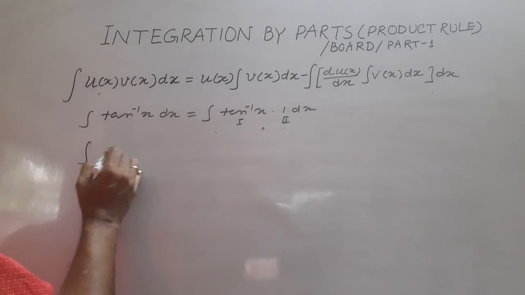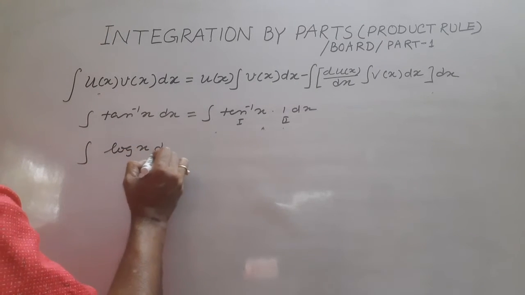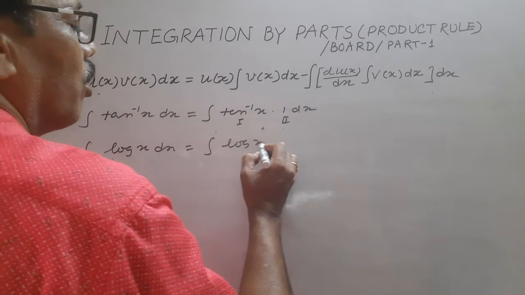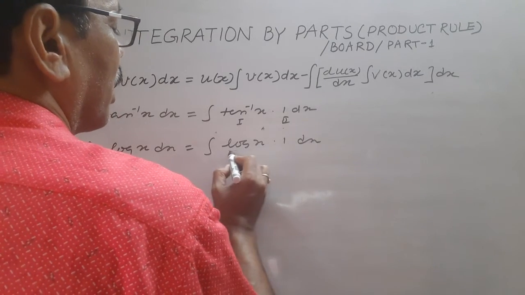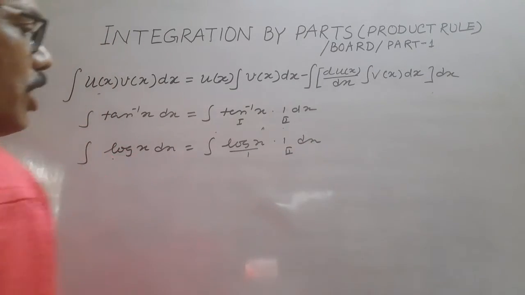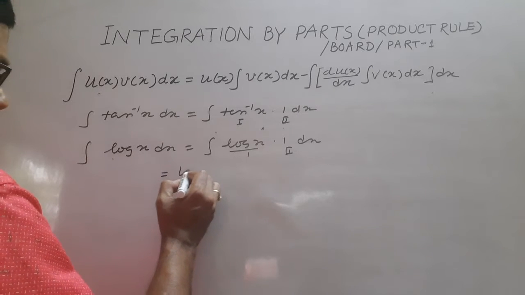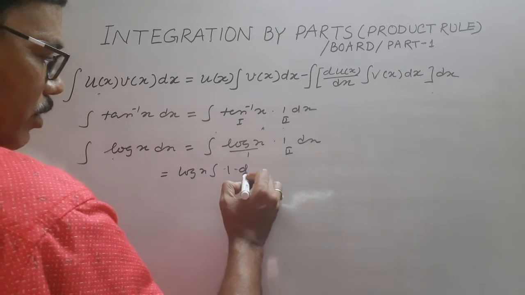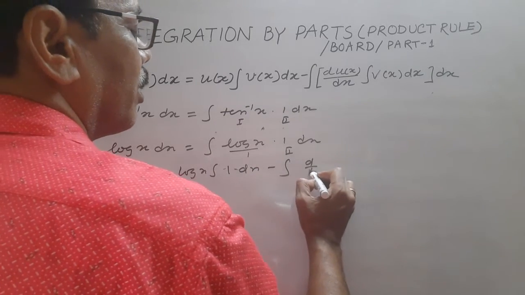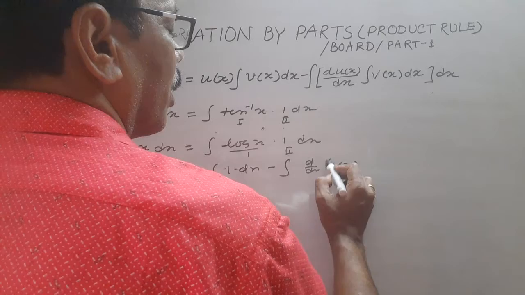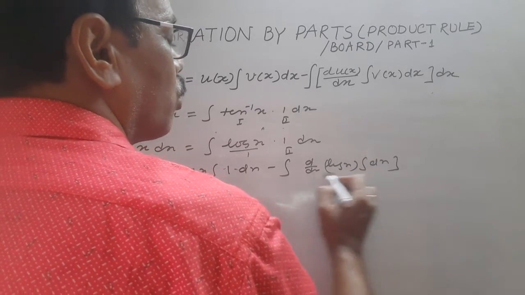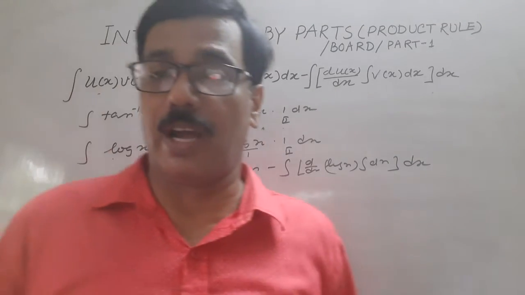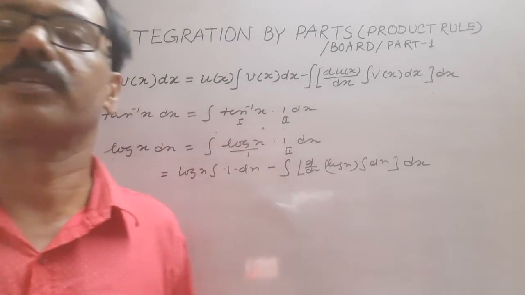So similarly, integration of log x dx, only one function, not integrable. So log x into 1 into dx. This is 1, this is 2. So log x unchanged, integration of 1 dx, minus d/dx of log x, integration dx, total integral. Use adequate numbers of brackets.